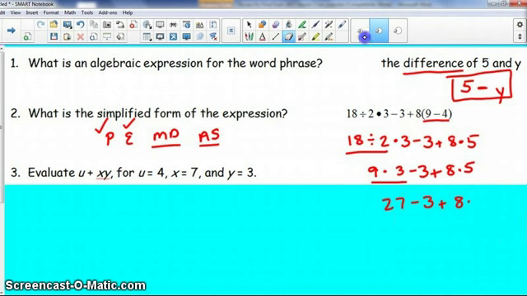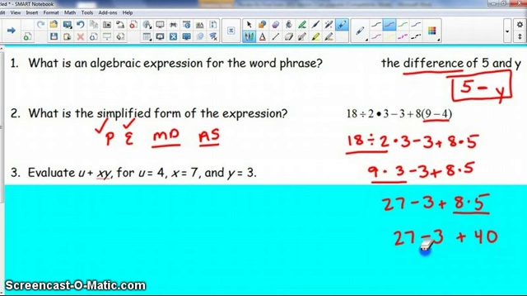Then I still have multiplication, and I can't do adding and subtracting until very last. So I have to do my multiplication, and everything else comes down. 8 times 5 is 40. Now I'm down to subtraction and addition. And the common mistake is some people will say 3 plus 40 is 43, and then want to subtract by 27. What you actually do is addition and subtraction, whichever one comes first. So we do subtraction first. 27 minus 3 is 24, plus 40 is 64. And that is the answer to this number 2.